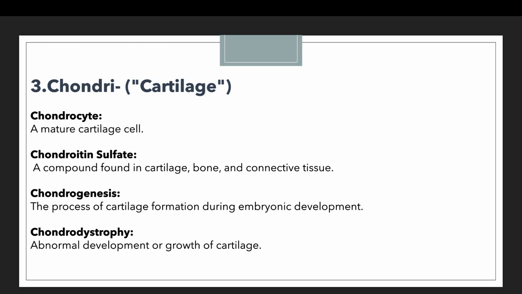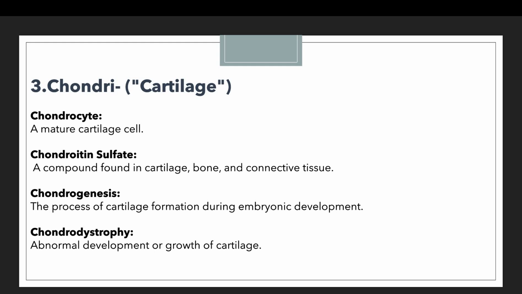So these two terms are used in order to showcase something as cartilage or in order to provide the information related to cartilage. Now look at the first example, which is chondrocyte. What is chondrocyte? Chondrocyte is a mature cartilage cell in a body. Okay. Similarly, if you look at the second example, which is chondroitin sulfate. Now what is chondroitin sulfate? A compound found in the cartilage, bone and connective tissue. So this thing we will denote with the help of chondroitin sulfate.